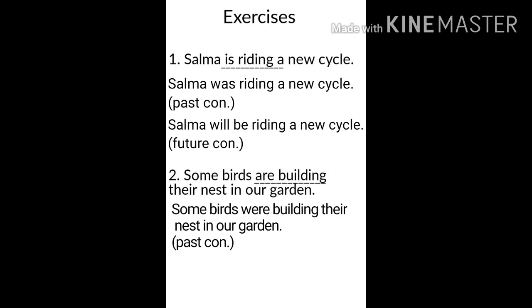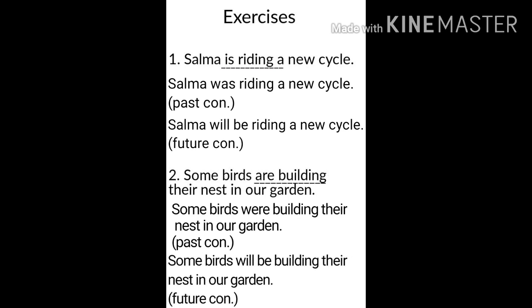Now, let's move on to the second sentence. Some birds were building their nest in our garden. We have to change into future continuous tense. First, what is the structure for future continuous tense? Yes, good. To add will be plus verb plus ing. So, the answer will be some birds will be building their nest in our garden.